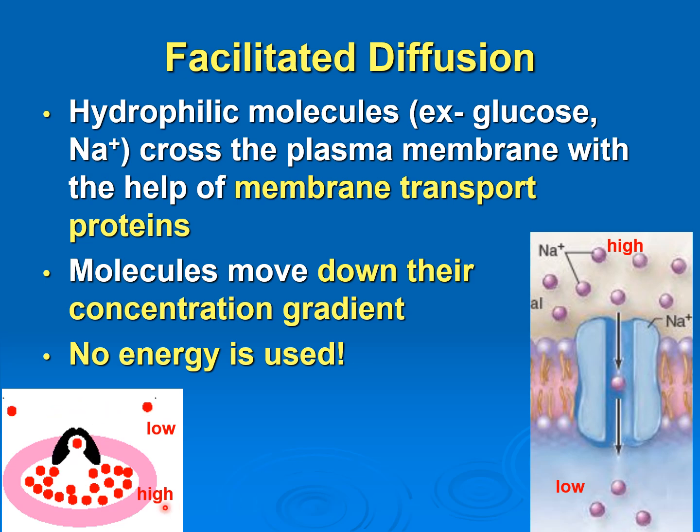And then here on the bottom left, we've got a little animation of facilitated diffusion. You can see we've got a high concentration of, maybe this is glucose, inside the cell, and a lower concentration outside the cell. And then we've got this transport protein and the molecule that is just flipping the glucose from high to low concentration. So again, we're going down the gradient and no energy is being used. So that's facilitated diffusion.